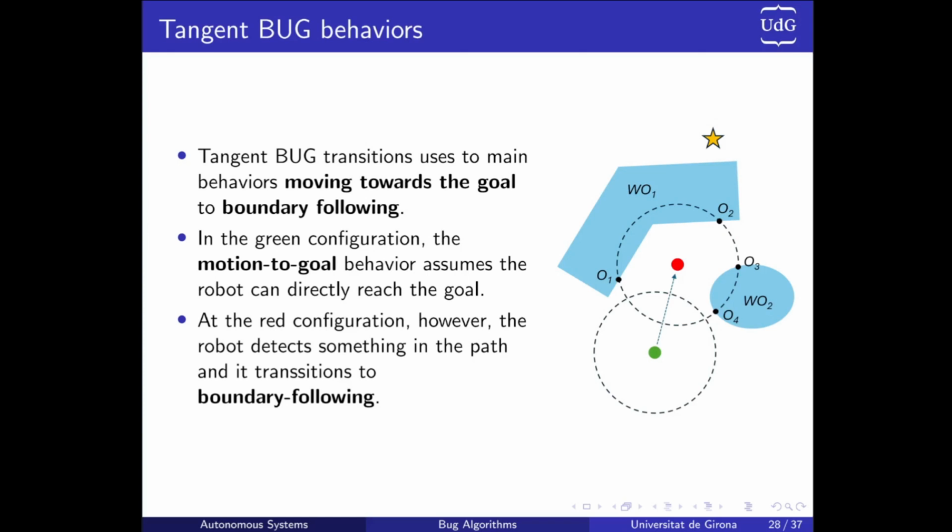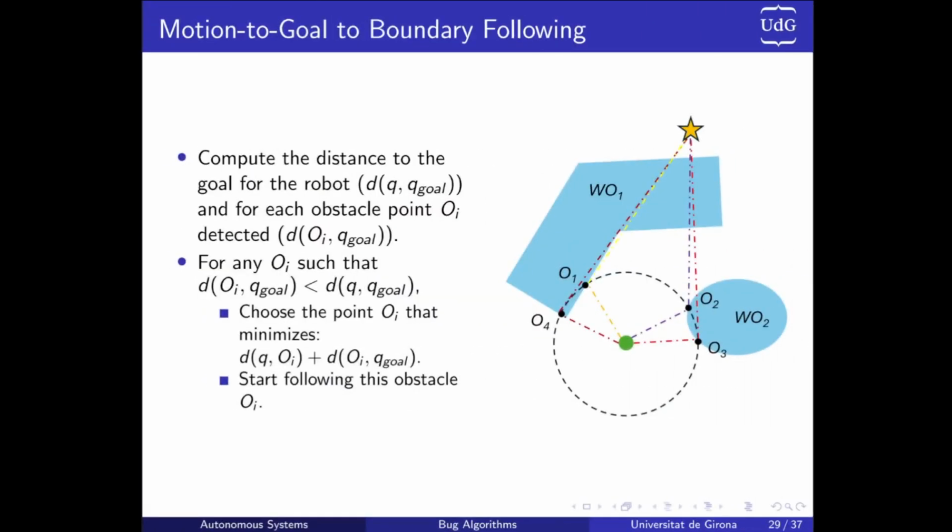It's exactly the same ideas that we had before. However, here, the algorithm is slightly different. First of all, we need to see which of these points we want to follow. To start following the boundary, imagine that if we want to follow from O1, then we will do something like that. If we want to follow from O2, we want to go close to O2 and then go through this obstacle instead of through this one, okay? But which one do I have to select?